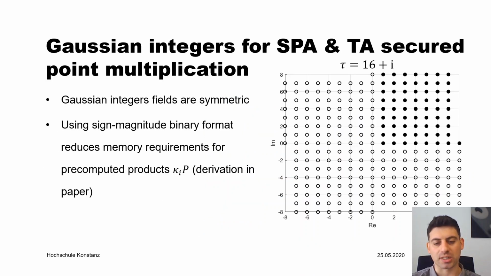Furthermore, Gaussian integers are symmetric. Using the sign magnitude format, we store only products for all possible kappa i P from the first quadrant, marked here with filled points. All products in the other quadrants can be achieved by negating the sign of real and imaginary parts. This reduces the calculation time for the pre-computations and requires less memory.